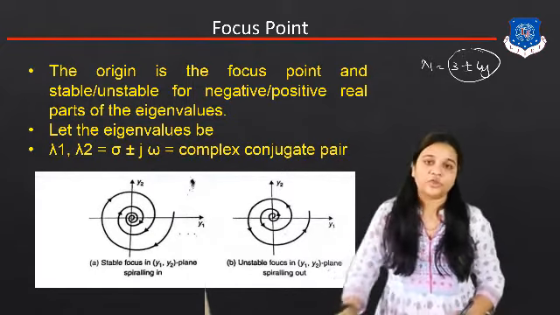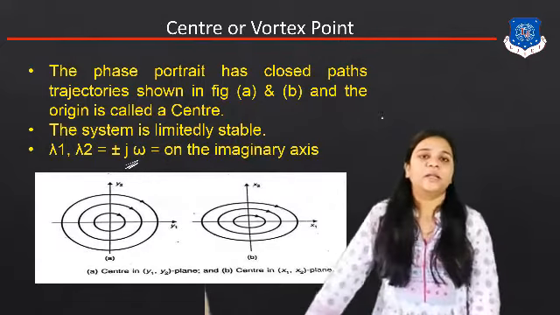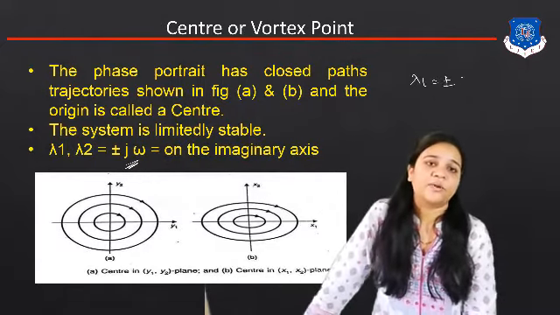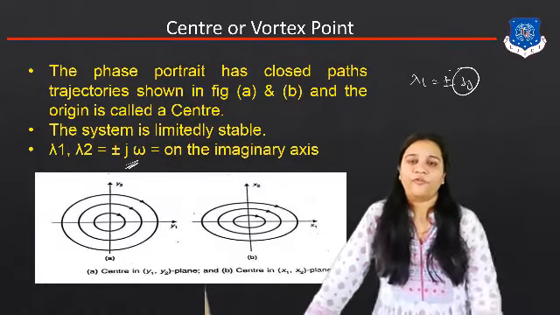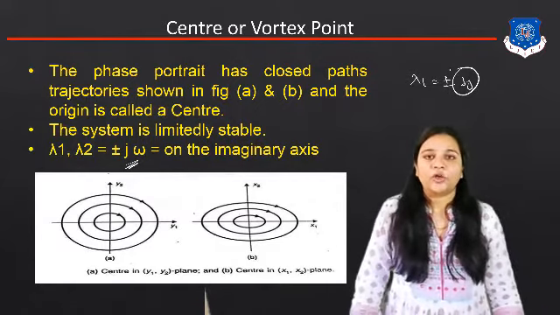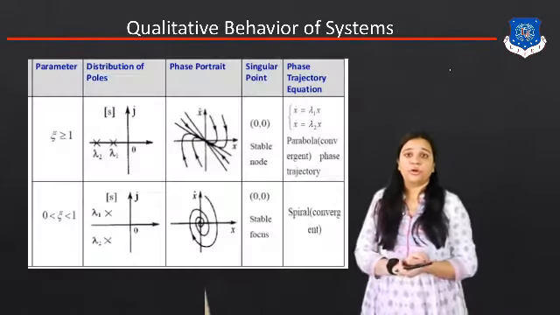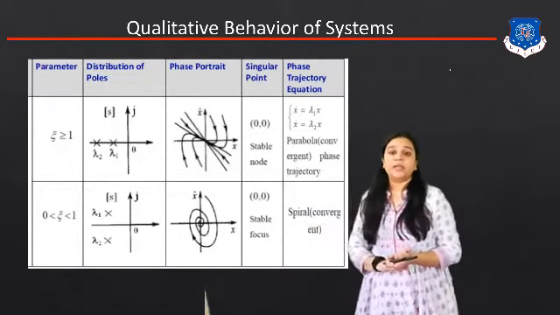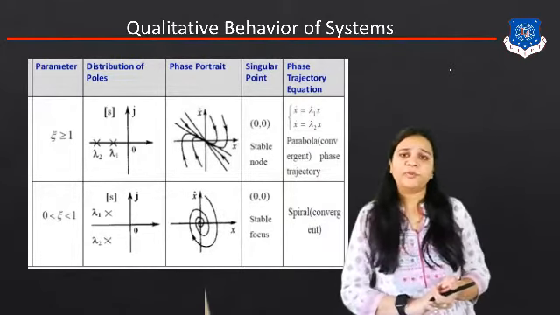So we can get this type of focus point. And if the phase portrait has closed path trajectories, as shown in figures A and B, the origin is called the center. When the values of lambda1 and lambda2 are plus or minus j omega, we get only imaginary values. Suppose lambda1 is plus or minus 3j. That type of value generates the center, or vortex point, for this particular plane. Clear?